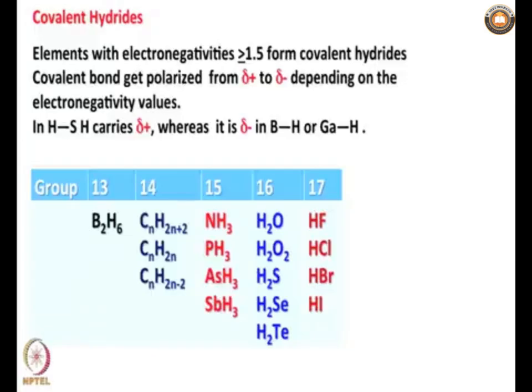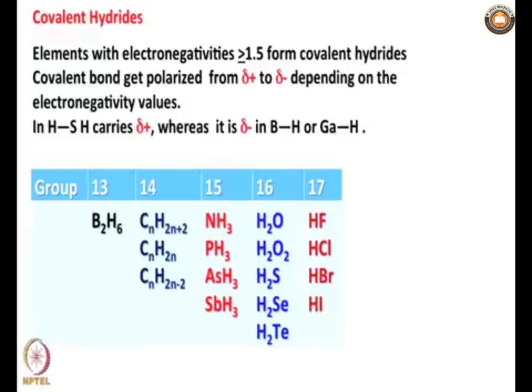In case of group 14, we have several types of hydrocarbons. We call them the CnH2n+2 series alkanes, the CnH2n series alkenes, and the CnH2n-2 series alkynes. And in case of group 15, all the elements form the corresponding hydrides, for example, NH3, PH3, AsH3, SbH3. And bismuth hydride can also be formed, but it is unstable. Of course, the stability of these hydrides decreases as we go from nitrogen to heavier elements.